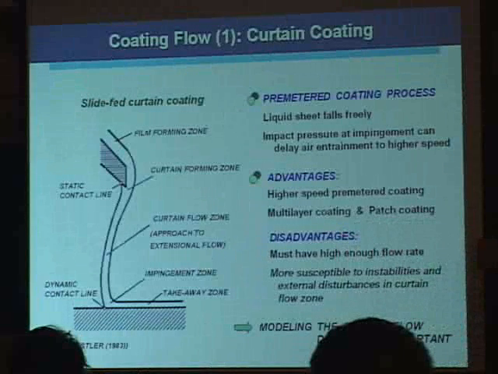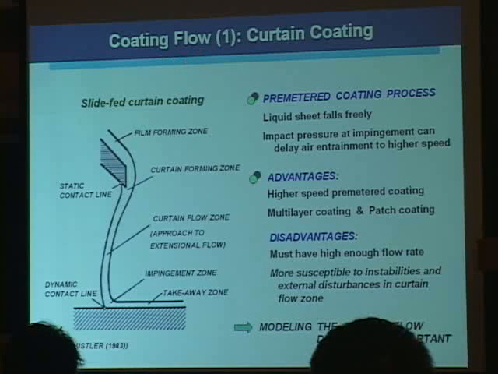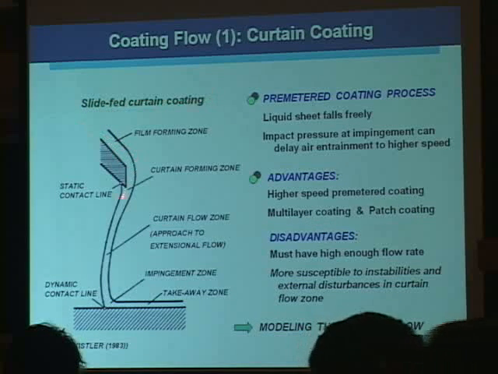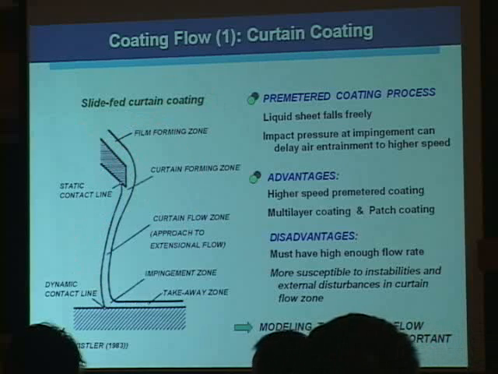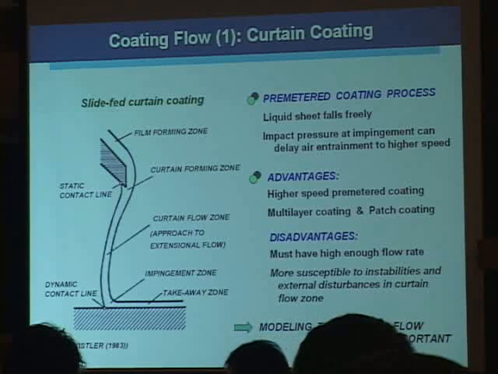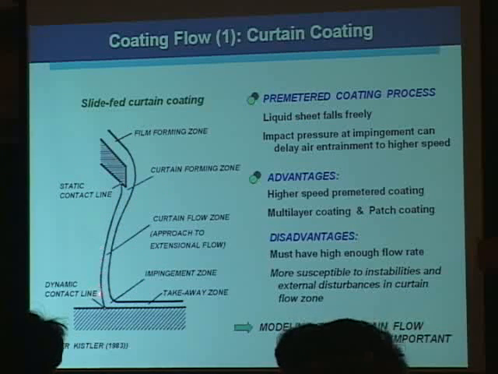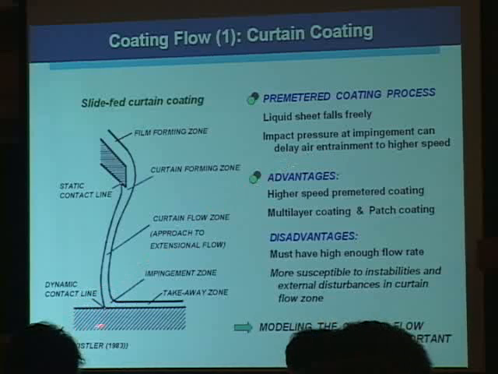As the first case of coating processes, I will explain the curtain coating process. This process is one of the pre-metered coating processes, well used for multi-layer and patch coatings. This is a general schematic diagram of the slide-fed type curtain coating process, showing all the flow regions. The most important feature of this process is that the liquid film falls freely without any support in the curtain flow region, and impact pressure at the impingement region can delay air entrapment phenomena.